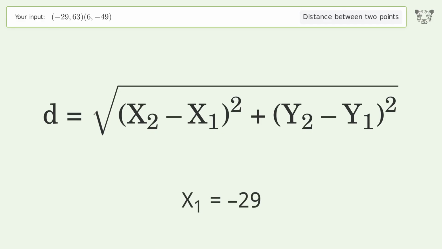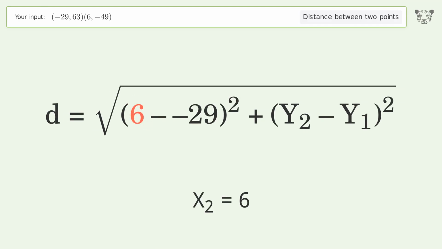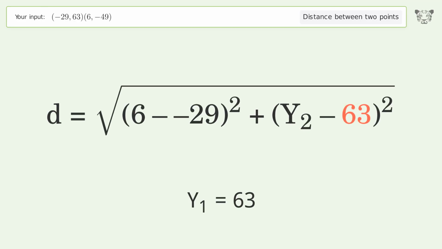x1 equals negative 29. x2 equals 6. y1 equals 63. y2 equals negative 49.